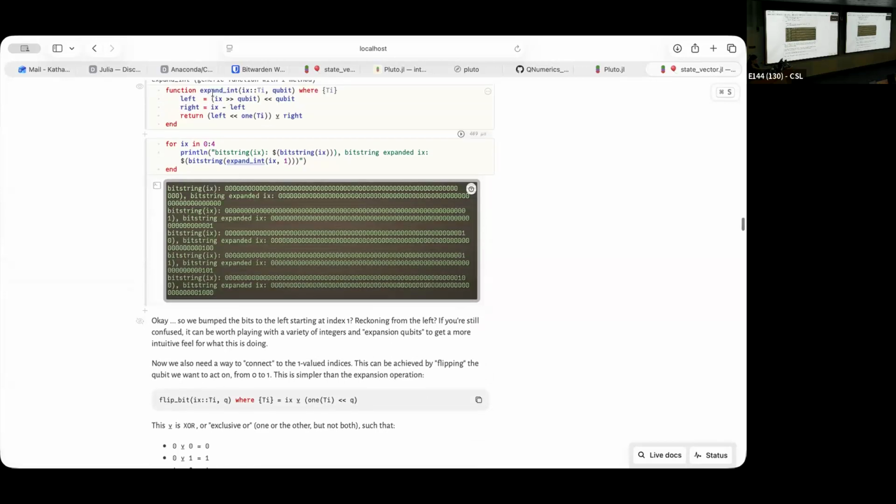So if you're still confused by this, it can be worth going through this loop and playing around with the specific integers. You can also play around with the specific position you're expanding at to see what this does. But effectively what it's doing is just inserting a 0 at the appropriate qubit, so then we can apply the gate using that.